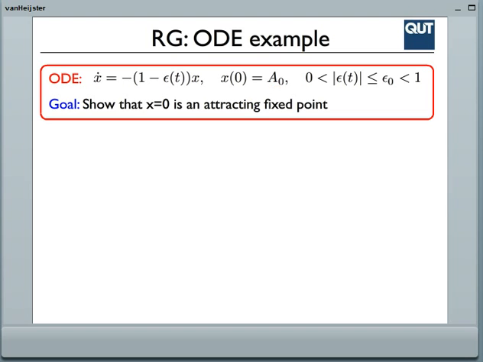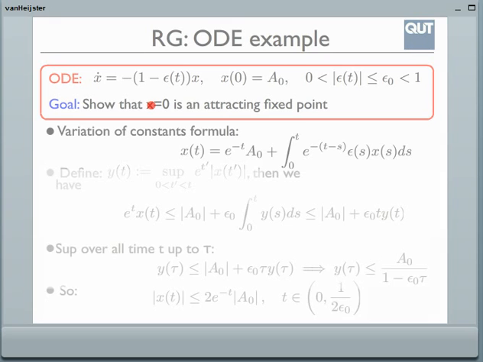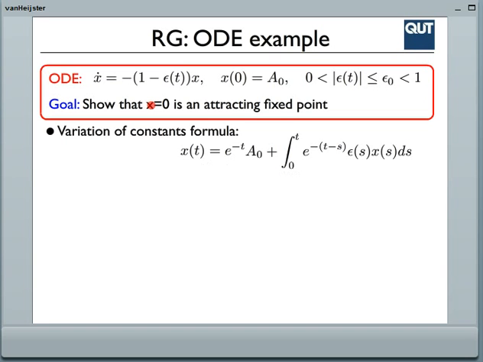You know of course x naught will be a fixed point. Let's say, for the sake of this example, we don't know this, and we want to prove that 0 is fixed. What can we do? Then we can use the variation of constants formula, right?